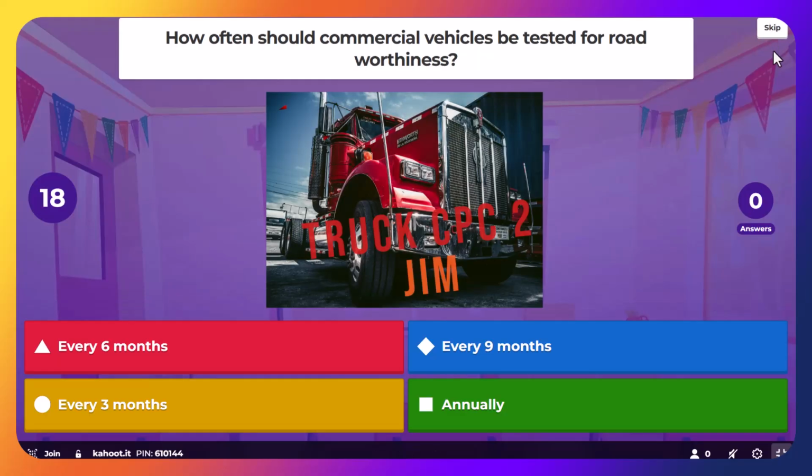How often should commercial vehicles be tested? CVRT, Commercial Vehicle Roadworthiness Test, gets done every year, doesn't it?